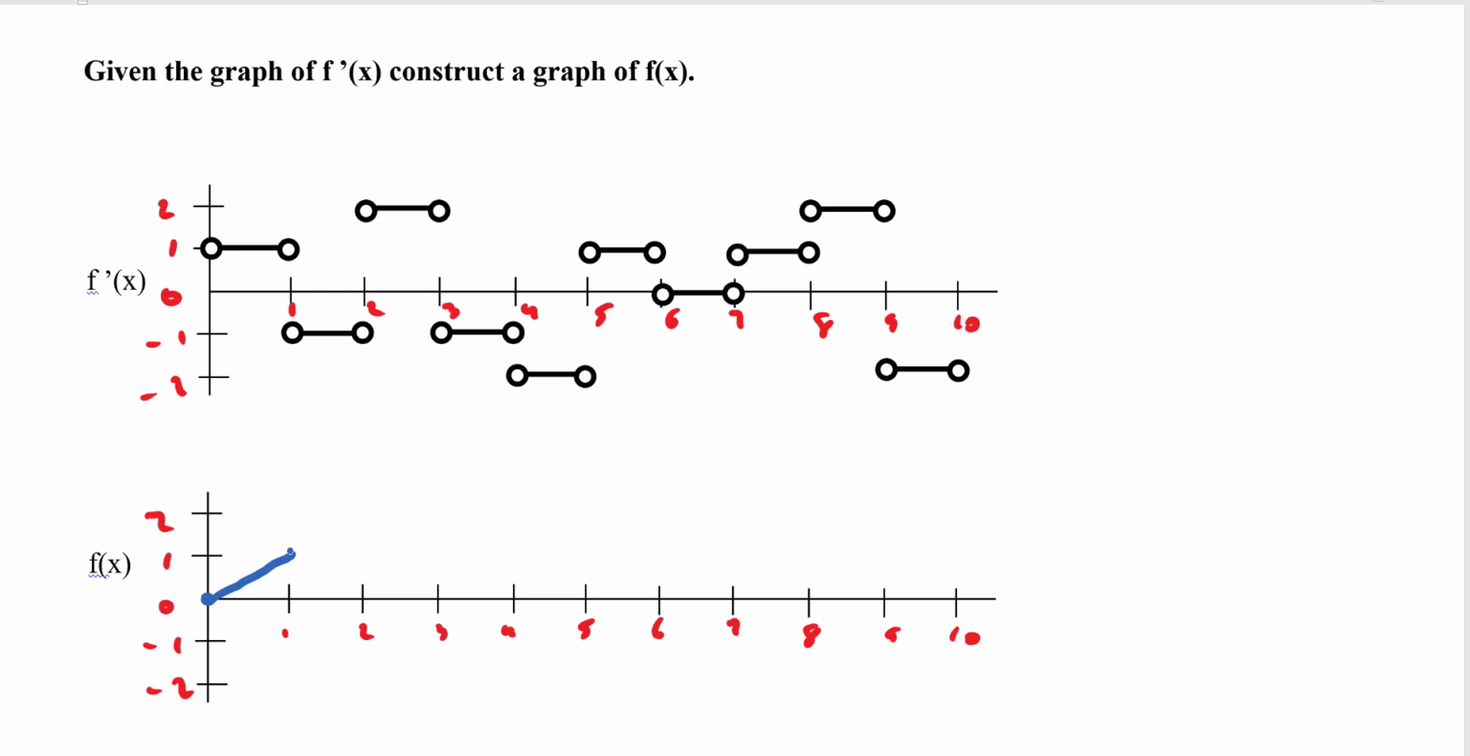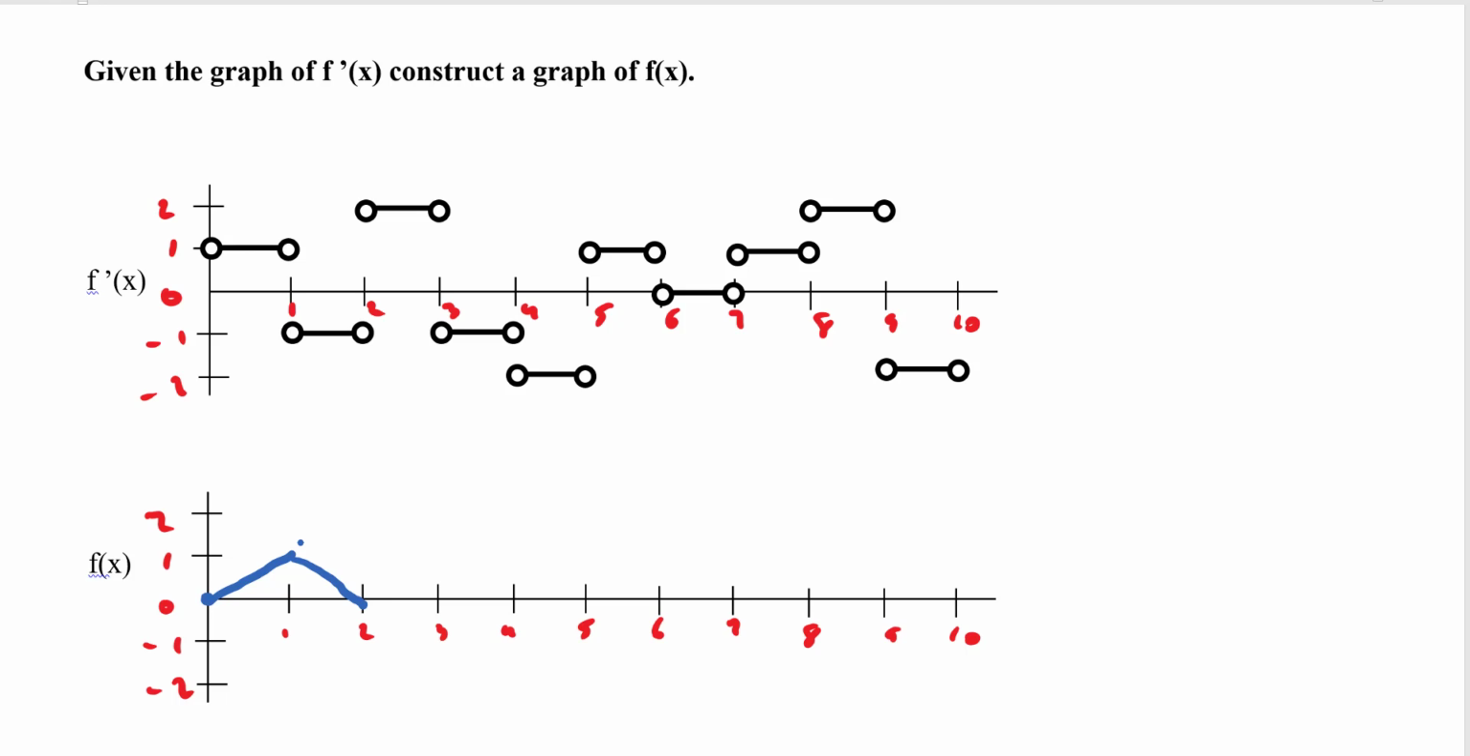Okay? And the slope from 1 to 2 is -1. So it's down 1 over 1. And notice you don't put an open dot there because the slope does jump, and I certainly have a corner right here at 1, right? The slope is going from a positive to a negative.